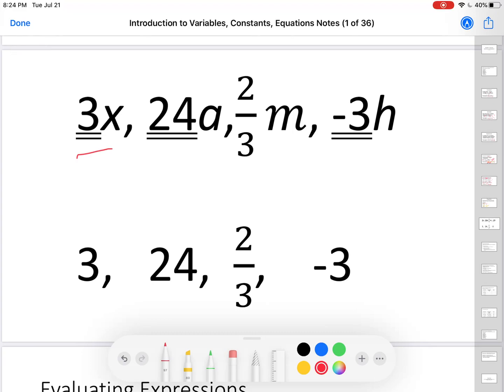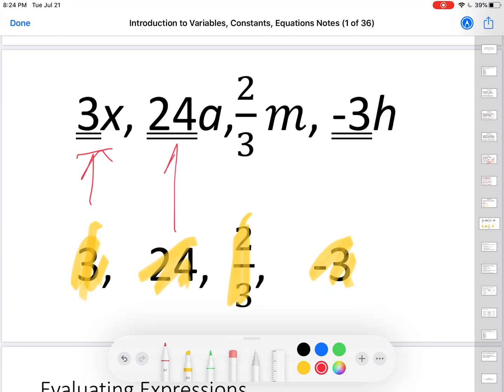So 3x, the coefficient is 3. 24a, the coefficient is 24. 2/3 m, the coefficient is 2/3. -3h, the coefficient is -3. These are the coefficients because these multiply the variable. That's the definition of a coefficient.